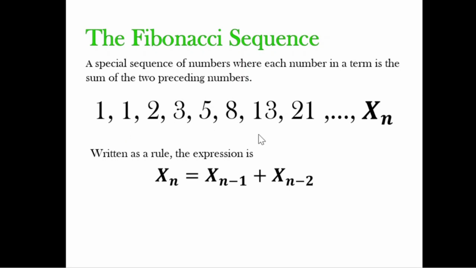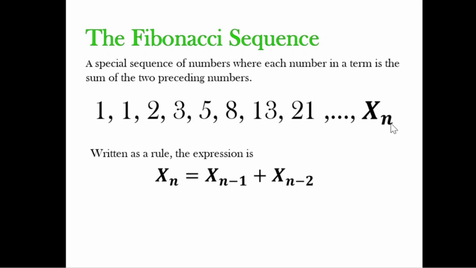For example, 2 is the sum of 1 and 1. 3 is the sum of 2 and 1. 13 is the sum of 5 and 8. 21 is the sum of 8 and 13. So if we want to know the next term after 21, that should be the sum of 13 and 21, and that is 34. Of course, we can go on as long as we can. It's a never-ending sequence. It's an infinite sequence.